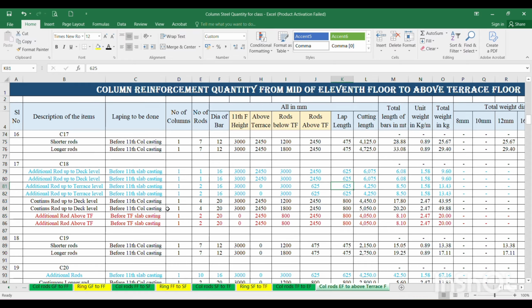And there is another 4 number of 20, no. This 4 number of 20 has to be lapped before the 11th floor column casting.